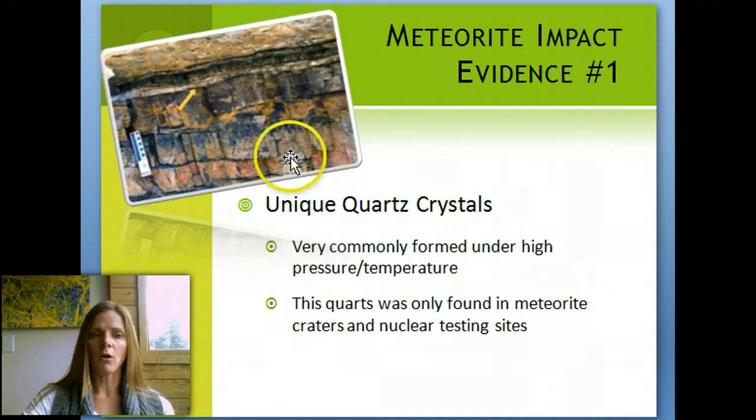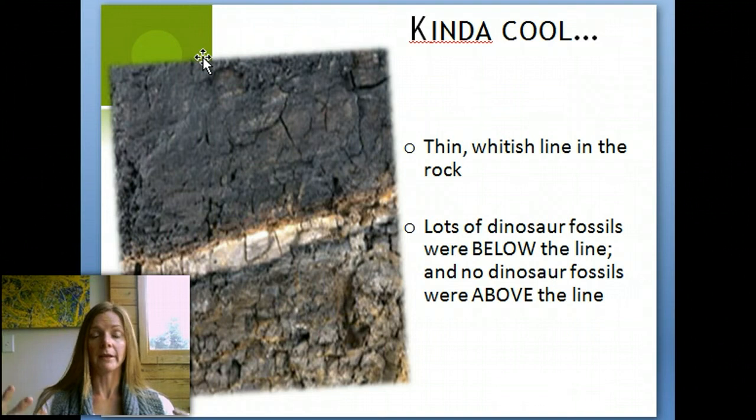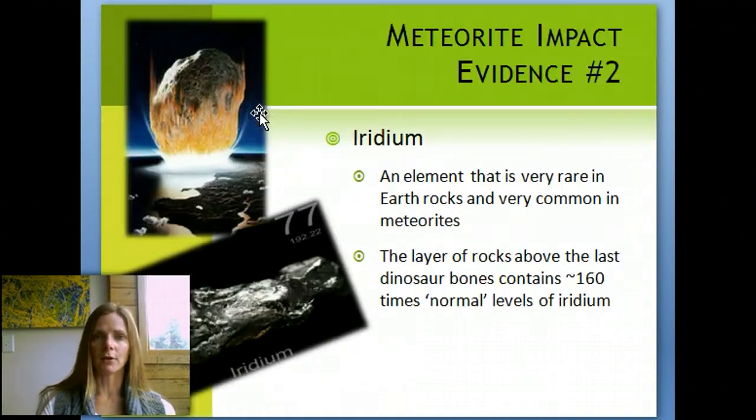And think about it, all the stuff under here, maybe fossils that are found, are things that no longer exist and are extinct now, okay? Any fossils that lay above the quartz crystal still exist, so those things came about after. So this thin whitish line, which is the quartz crystal, again, lots of dinosaur fossils were below this line. No dinosaur fossils were found above that line. So that's a big kind of evidence part for the meteorites hitting the Earth and then causing a mass extinction.